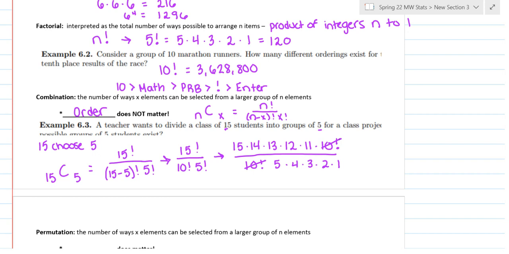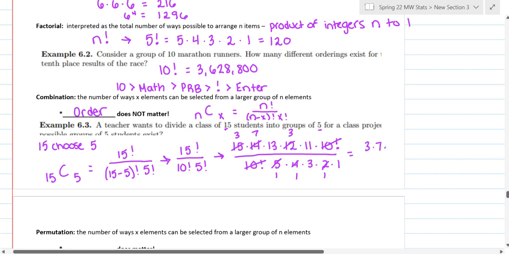Okay, I can also do some reducing if I really want. I could do 15 over 5 would give me 3 over 1. 12 over 4 would give me 3 over 1. 2 into 14 would give me 7 over 1. So I really could do 3 times 7 times 13 times 3 times 11 over 3. Oh, then these could cancel.